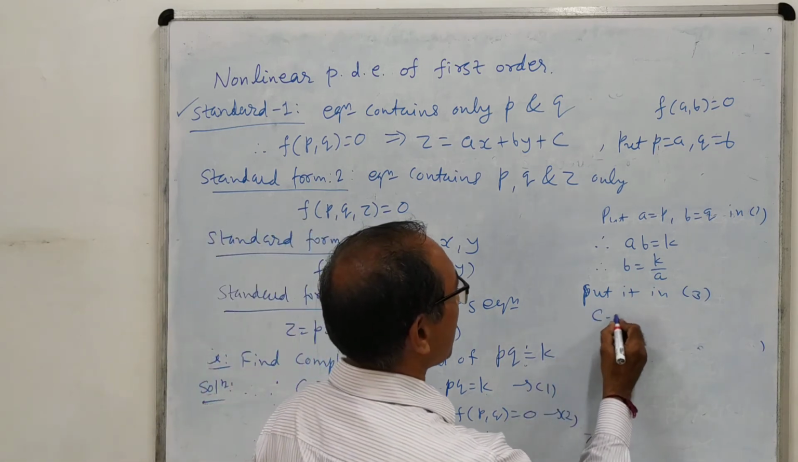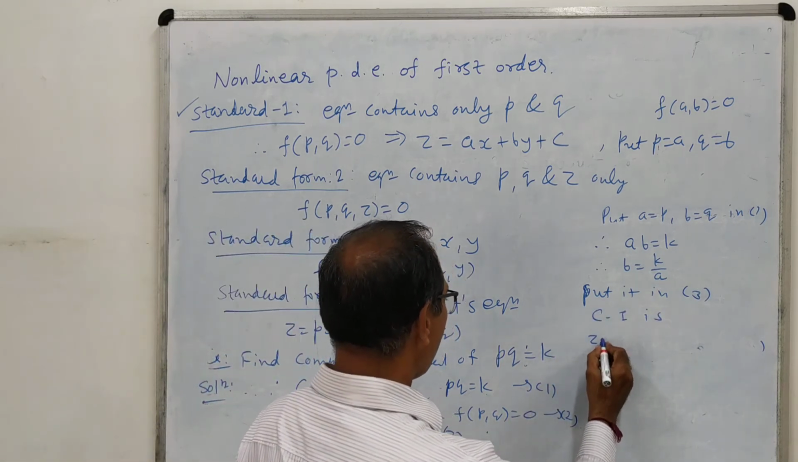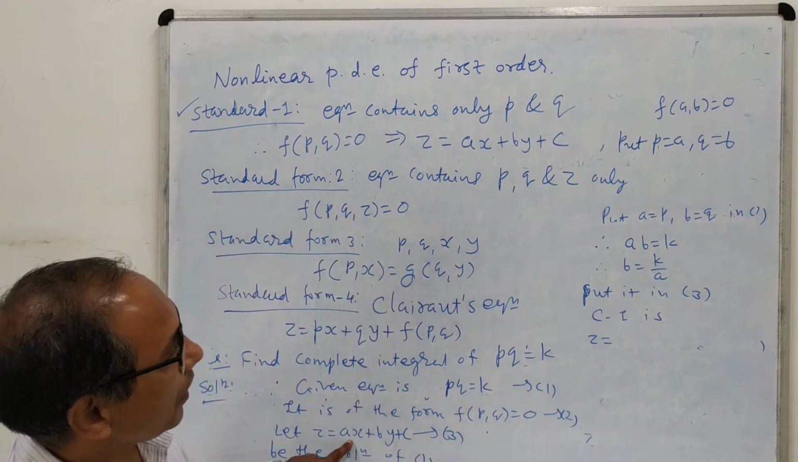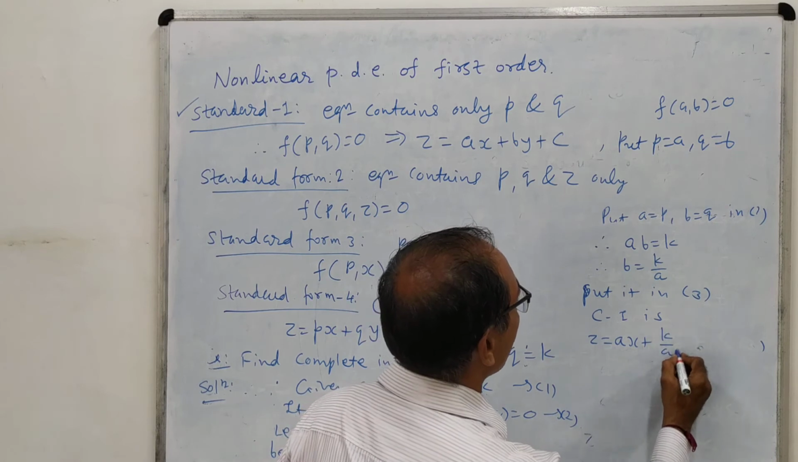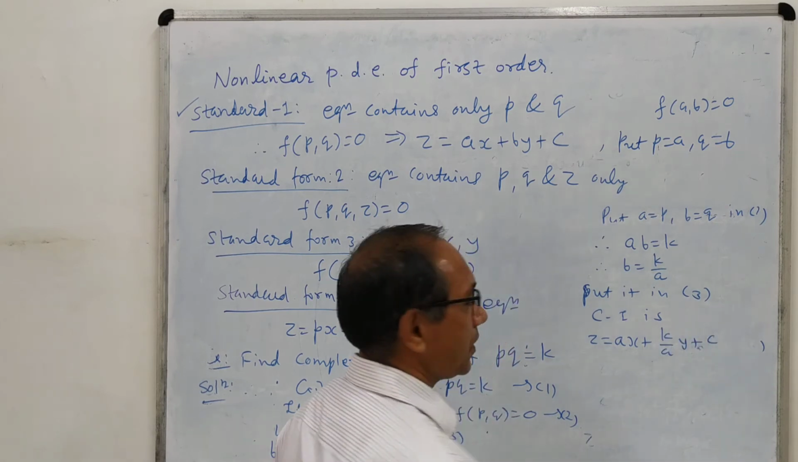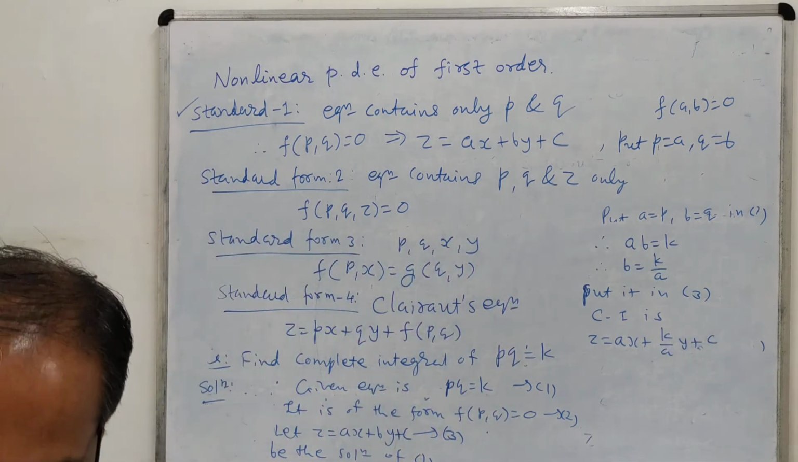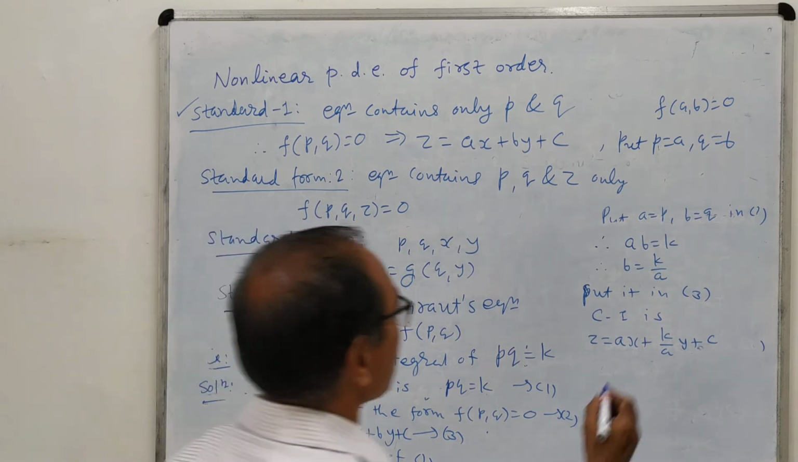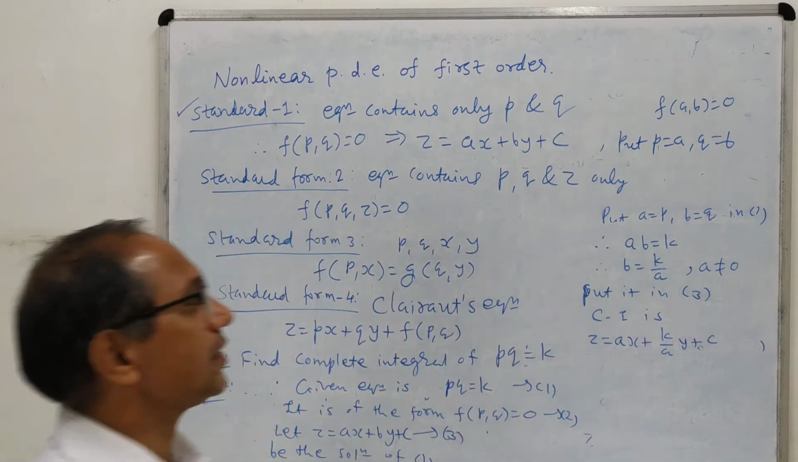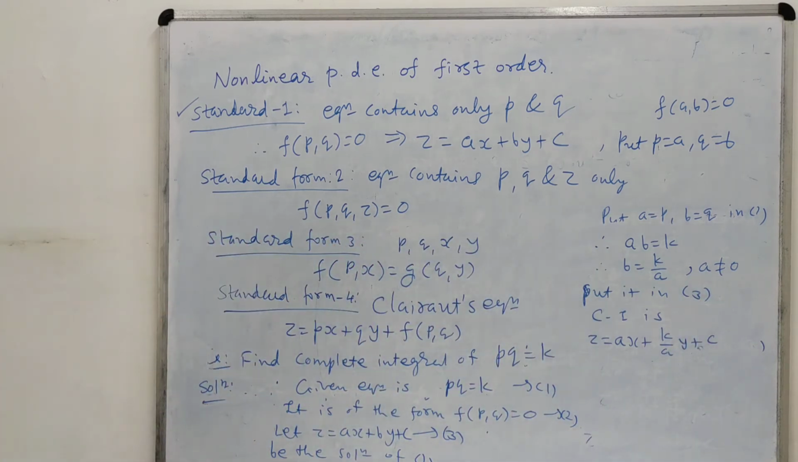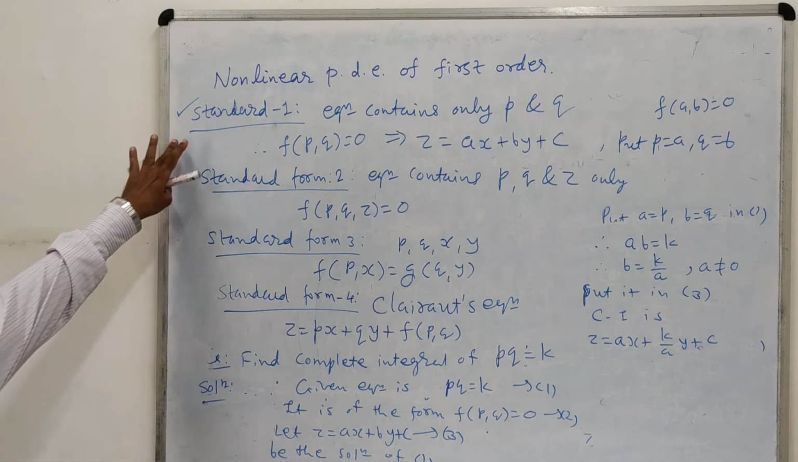Therefore, the complete integral is z equal to ax plus by, that means k upon a into y plus c. This is the complete integral. So you must have observed, and here also you see that a is not equal to 0, because if we consider a equal to 0, then this is meaningless. Are you clear with this, related to standard form 1?